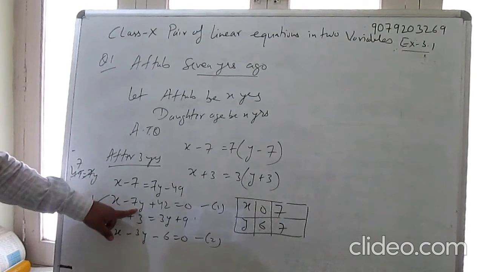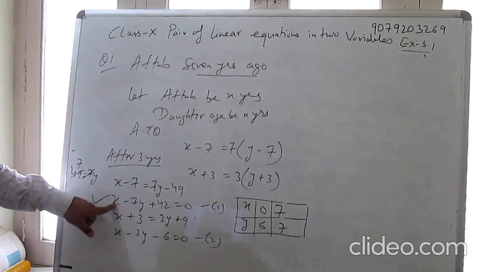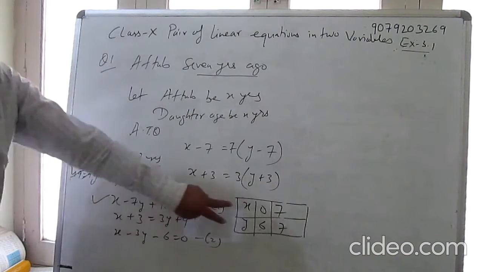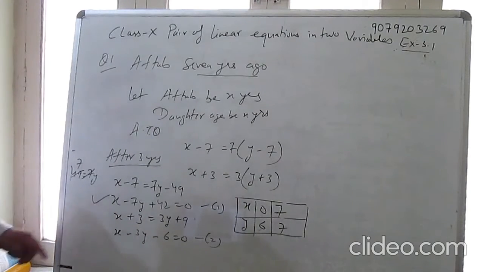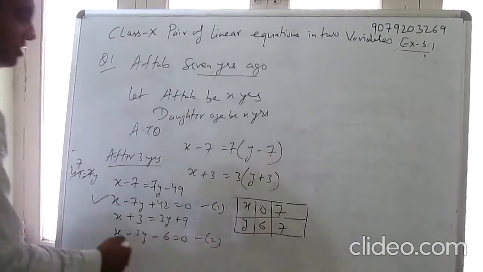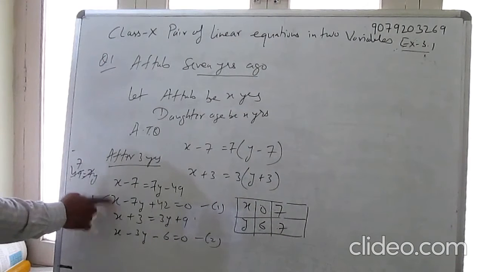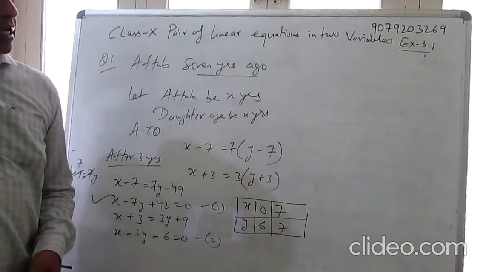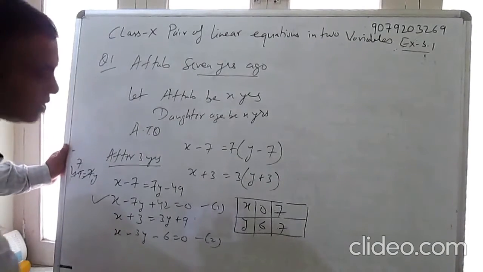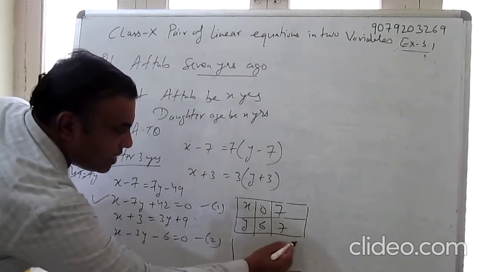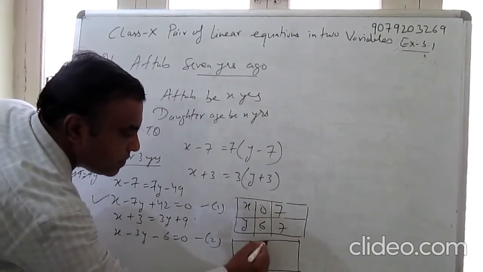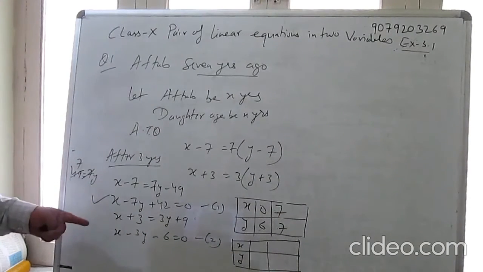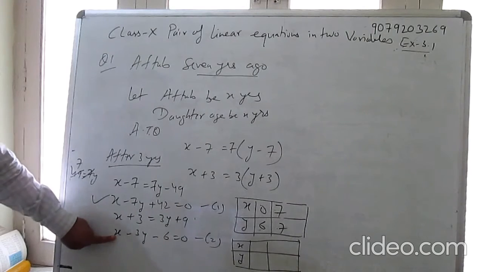Putting these in the equation: 49 minus 49 plus 7... minus 49 plus 49 is 0. So these 2 points satisfy equation 1: 0 and 6, 7 and 7. Now we take at least 2 points to draw the straight line. For the second equation, x and y.